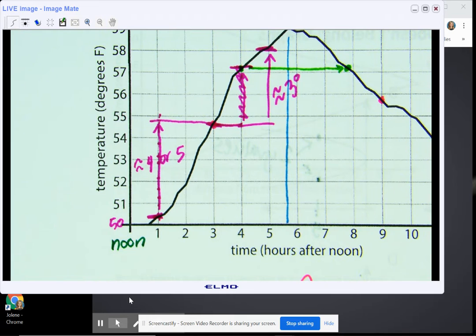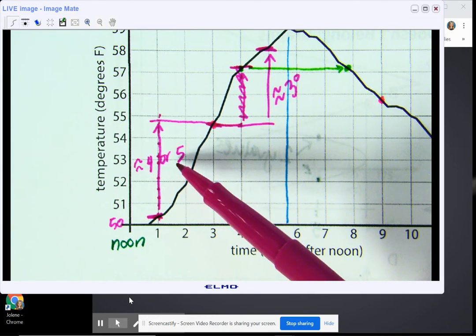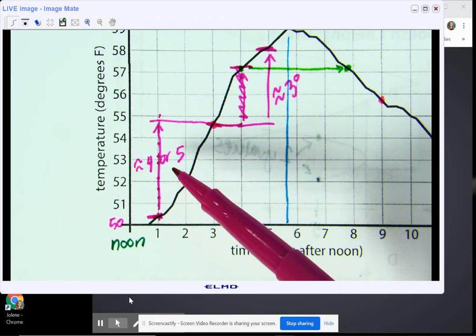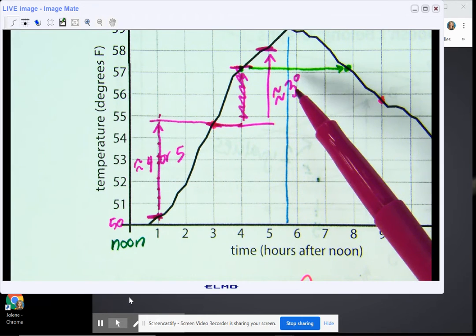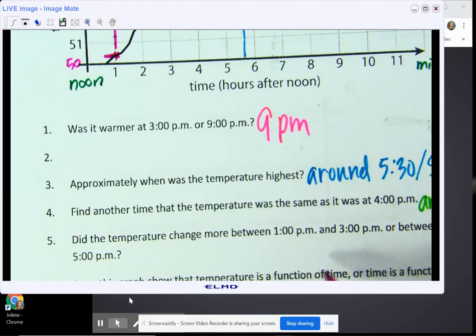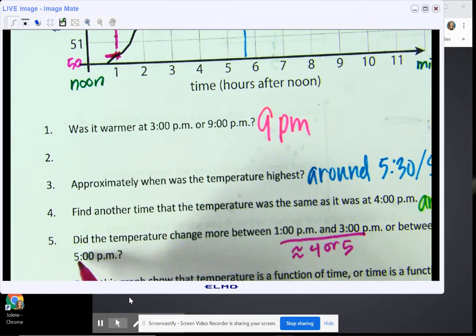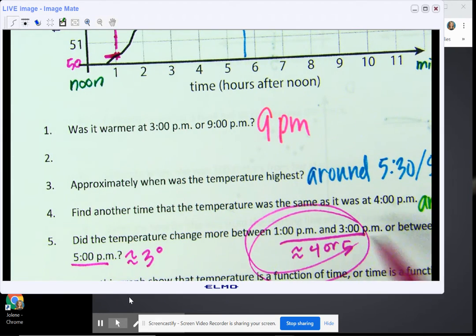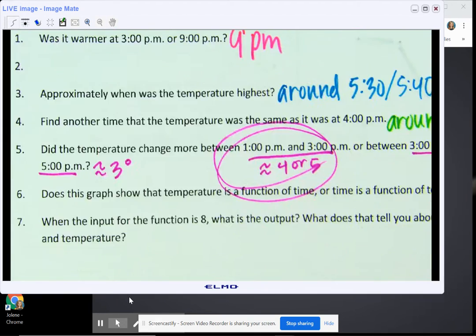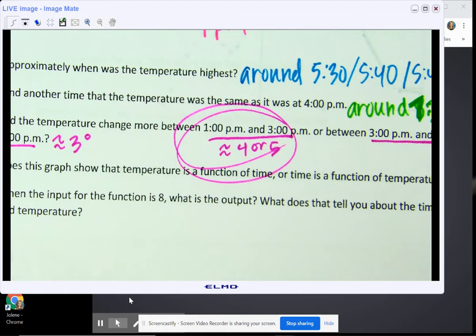So even though it's not perfect, it's pretty obvious that the temperature from 1 to 3 did change more than the temperature from 3 to 5. Okay, so from 1 to 3, it was around 4 or 5. Between 3 and 5, it was around 3 degrees. So 1 p.m. to 3 p.m. is the winner.